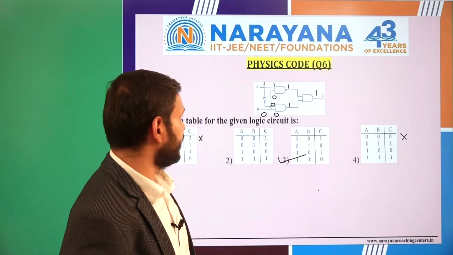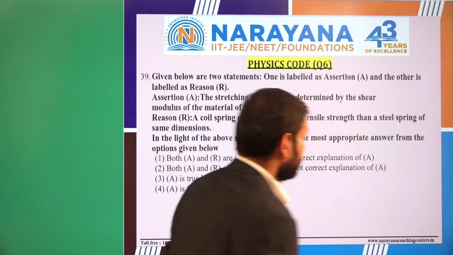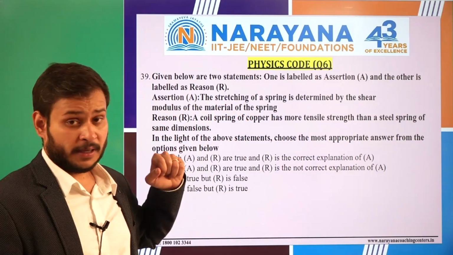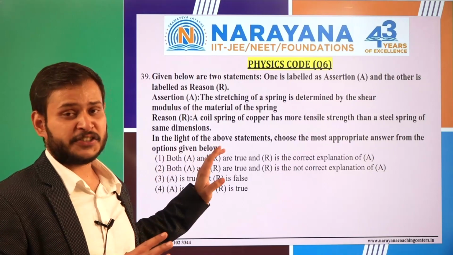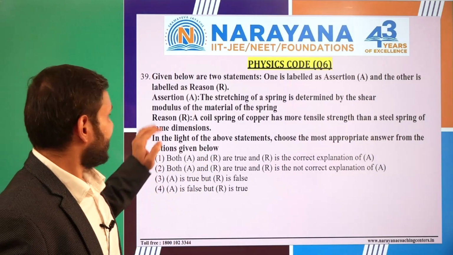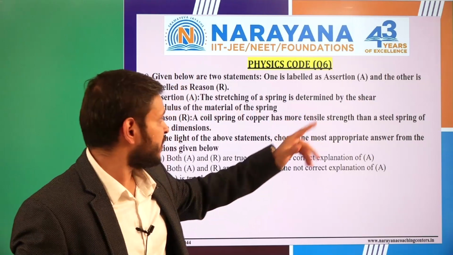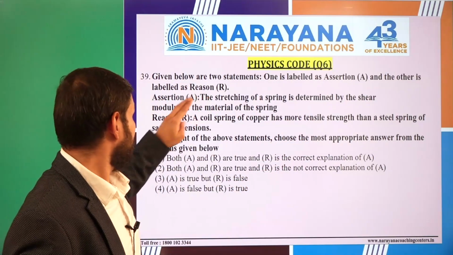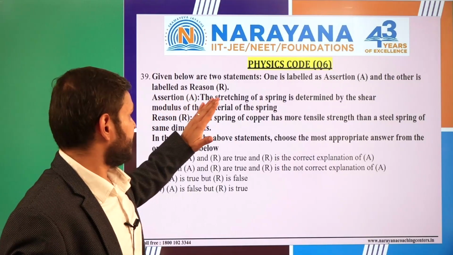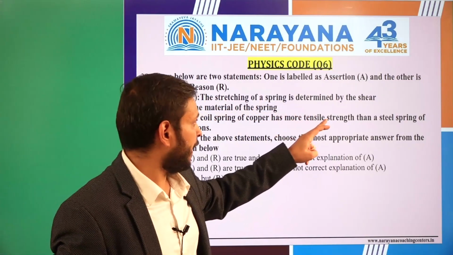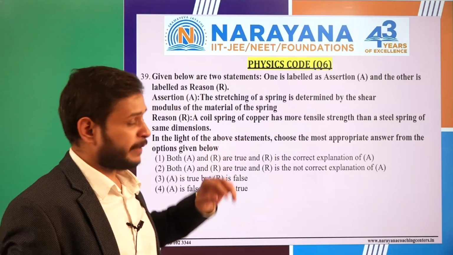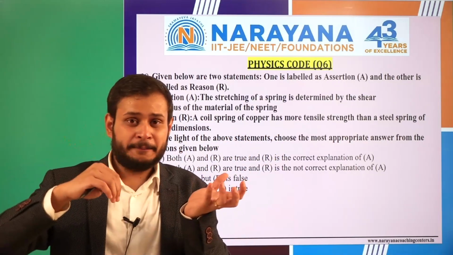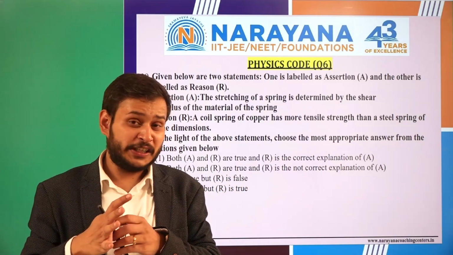So let's move to the next question, that is question number 39 of code Q6. And let me remind you, we are in section B. These are given as like two statements are given. One is they are labeling as assertion, and the second one is reason. Now the assertion A is the stretching of a spring is determined by shearing modulus of a material of the spring. You see, when we shear a body, then we can use this term shearing modulus.